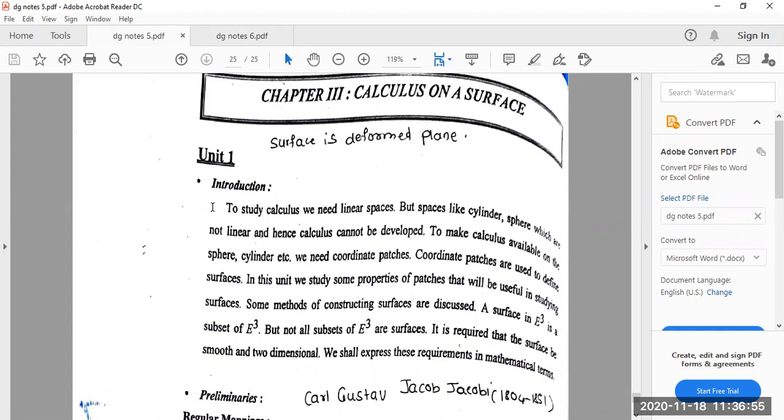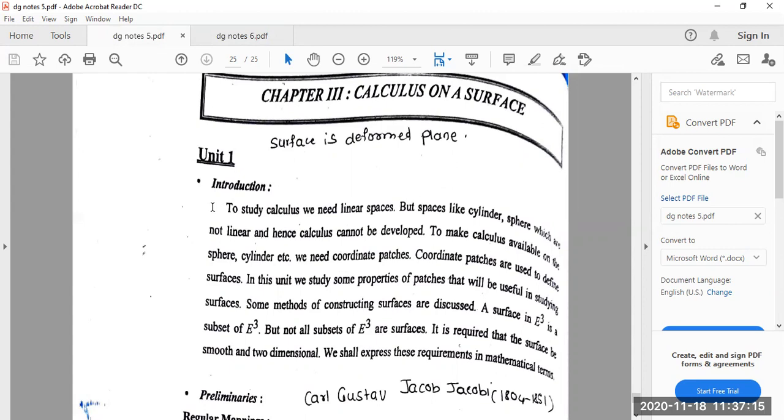what is velocity of the curve, what is turning, what is twisting, what is the rate of twisting. In this way we are going to see the properties of surfaces with the help of calculus. So mostly we are going to study the smooth surfaces.